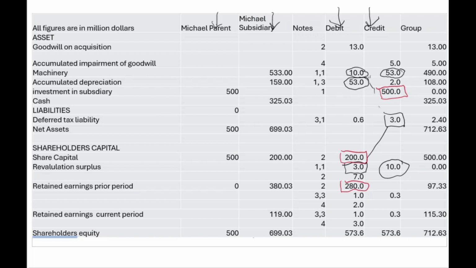Once we have done that, there is a difference. And then we also debit the revaluation surplus 7 because that's part of shareholders' equity. And once we have done that, the remaining amount is an investment that Michael parent made for intangibles that cannot be individually recognized. That's the goodwill on consolidation.